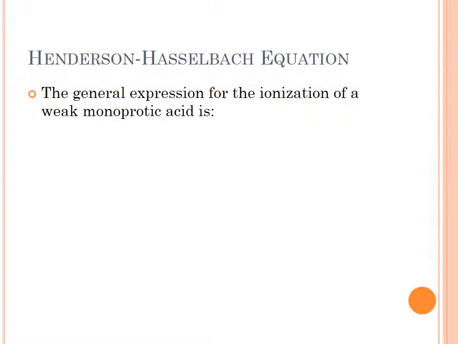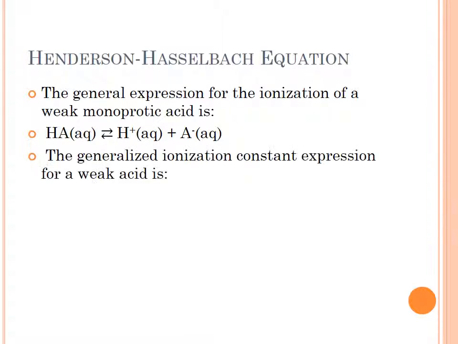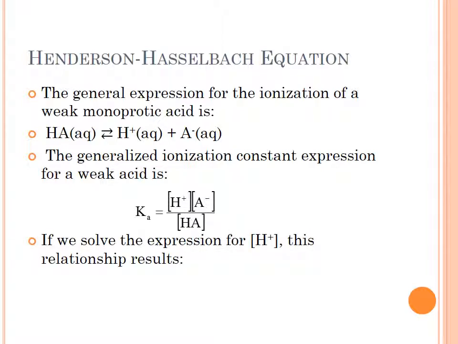Now, Henderson-Hasselbalch equation, there's a way we can work these things out a little bit more algebraically. If we've got the weak acid going to form a hydrogen ion and a generic anion, the generalized expression would be Ka is equal to H+ times A- divided by HA. Doing some handy dandy algebra, we can solve it for H+, because what we want is to calculate the pH. So H+ is equal to Ka times HA divided by A-.